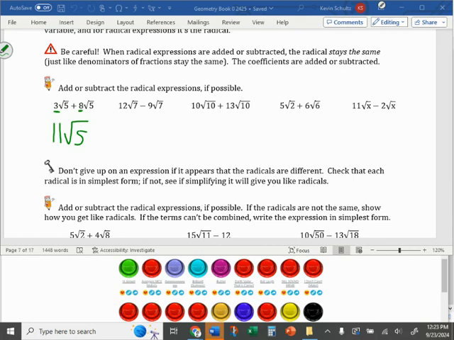Seriously. Okay? This is one of those times when the math appears to be a little bit easier than it seems, but it's drawing back on other concepts. The next one. 12 root 7 minus 9 root 7s. We have 12 of something, we lose 9 of them. How many root 7s do we have? 3 root 7.